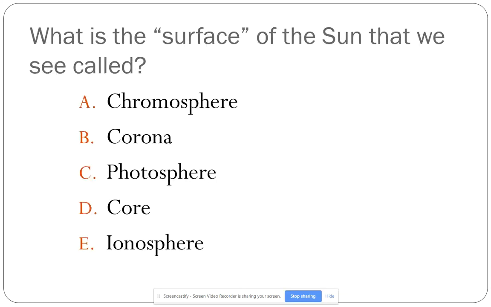Okay, now obviously we're not using clickers this year, but a question just to make sure that we're up to speed here. What is the surface of the sun that we see called? All right, we've talked about the surface of the sun. What's the name of that? The photosphere, because that's where the light comes from.